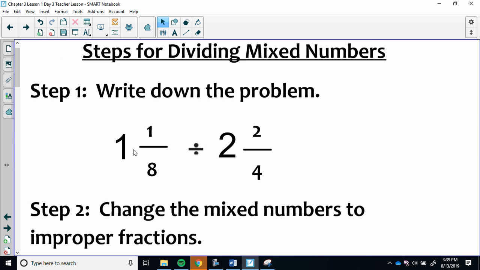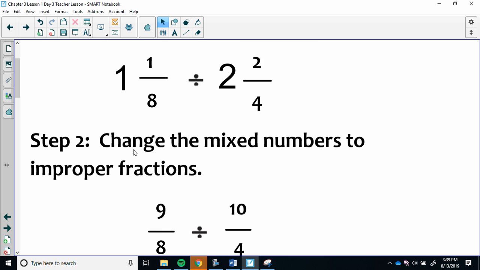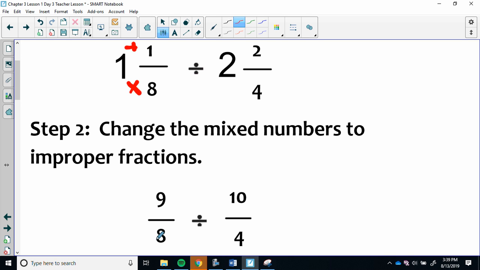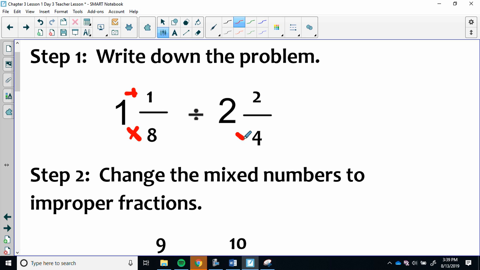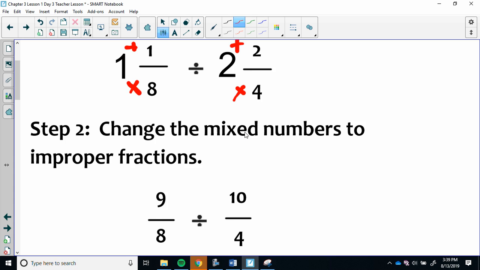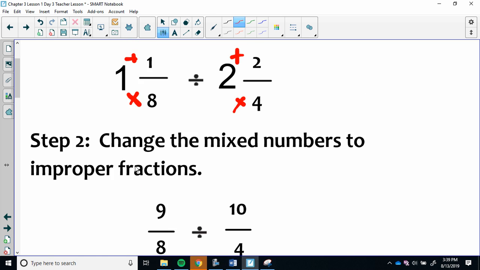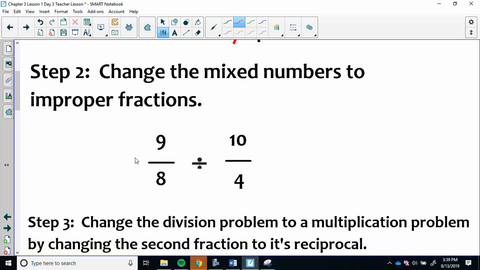Obviously, first you got to write the problem down. Second thing you need to do is change the mixed numbers to improper fractions. How do you do that? Well, you should know how to do that, but if you don't, let's review. You multiply these two numbers together, 8 times 1, and then you add the numerator, which gives you 9, and the bottom number stays the same, so now it's 9 over 8. This one, 2 times 4 is 8, plus 2 is 10. So you have 10 over 4. So now we have, just like the problems we were working on yesterday, two fractions. So there's just one extra step involved, and that's changing those mixed numbers to improper fractions.